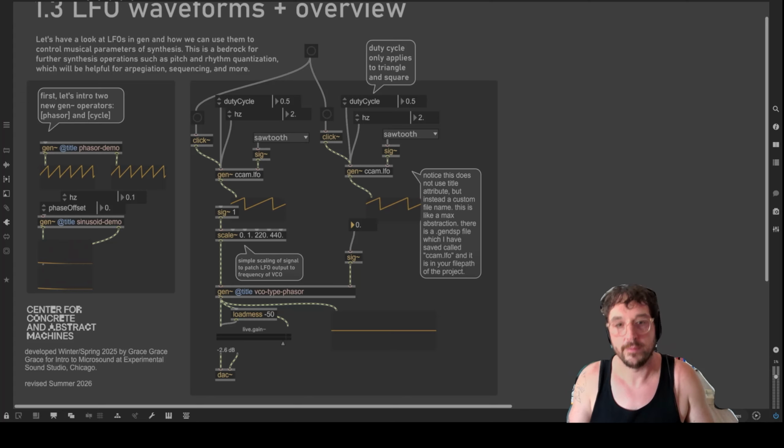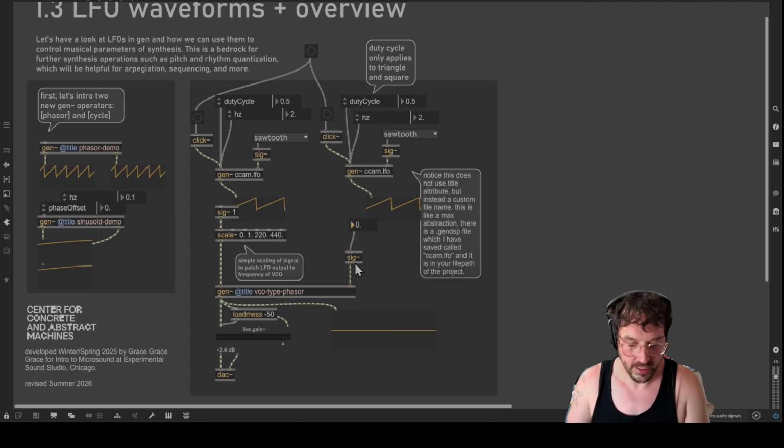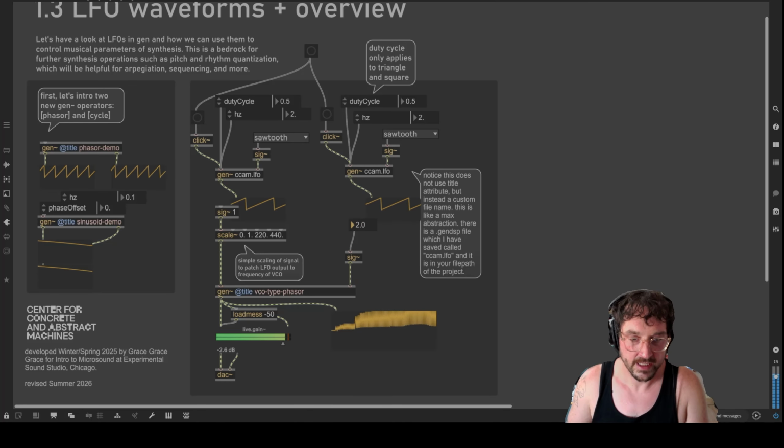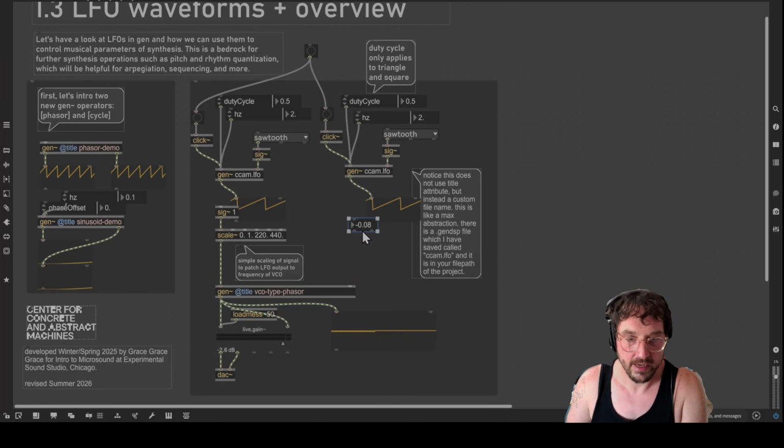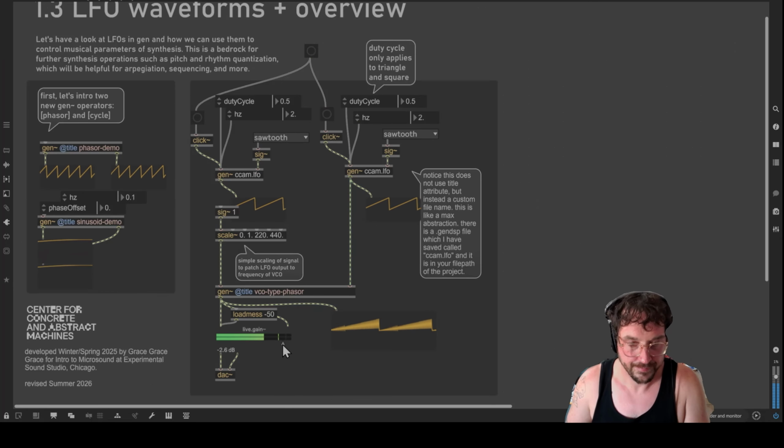But automation frees up a hand. So instead of changing this manually, if I wanted an effect like going between 0 and 1, I can patch this into my low frequency oscillator.